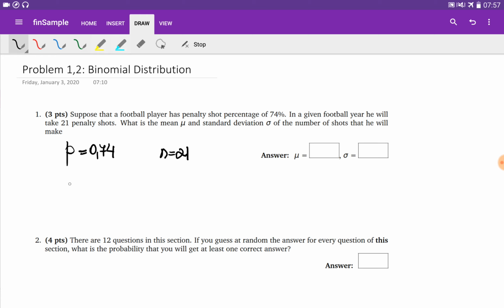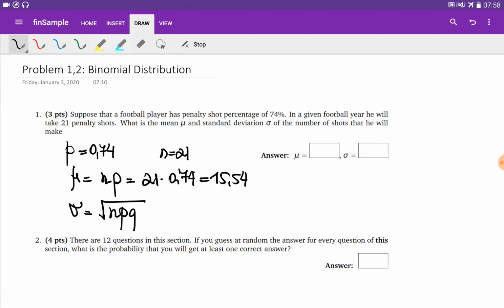In order to find the mean for the binomial distribution, we just need to multiply n by p, which is 21 multiplied by 0.74, which is 15.54. In order to find sigma, we just need to multiply n, p, and q and take the square root. So in this case, it is going to be 21 multiplied by 0.74 multiplied by 0.26. If we multiply everything and take the square root, we're going to get the answer 2.01.